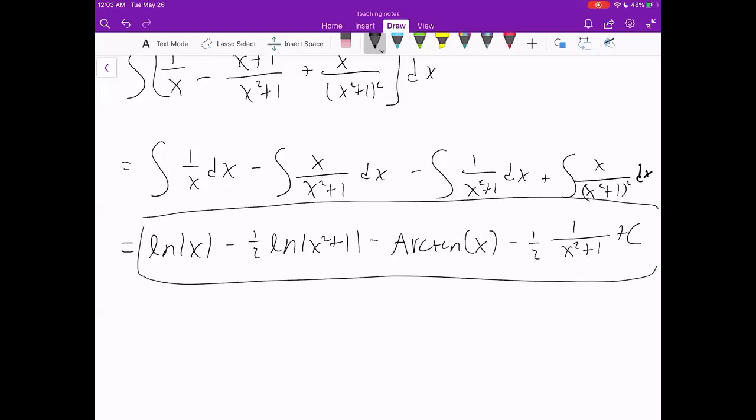And that is that. This is one of those worst case scenarios. This is a lot of letters flying around. So go through this slowly. It is just partial fractions. It's just a lot of algebra, simplifying things. It's not too bad though.